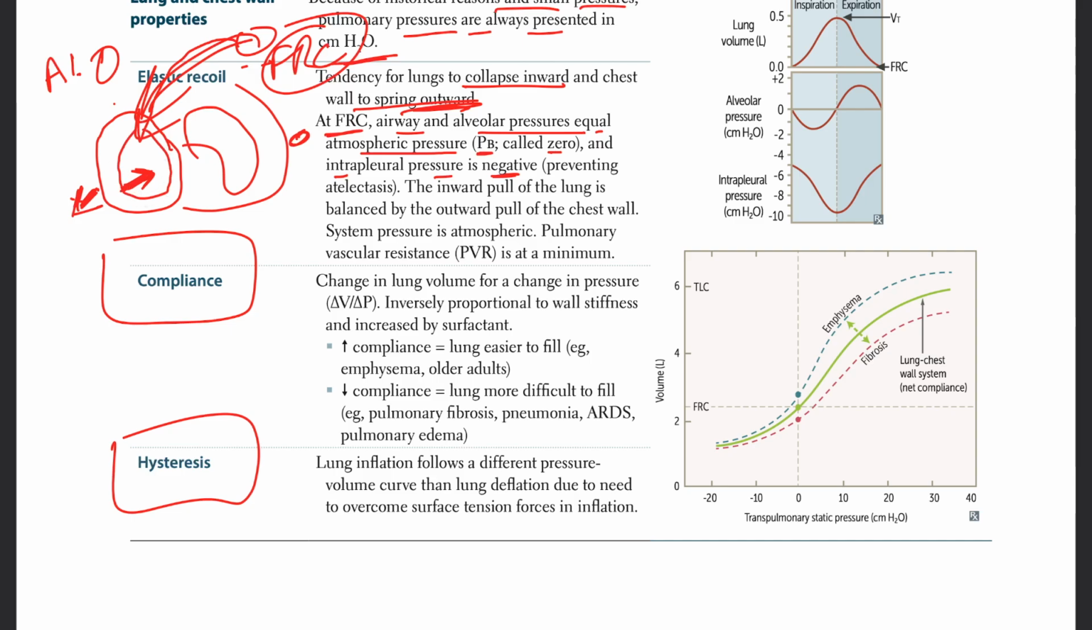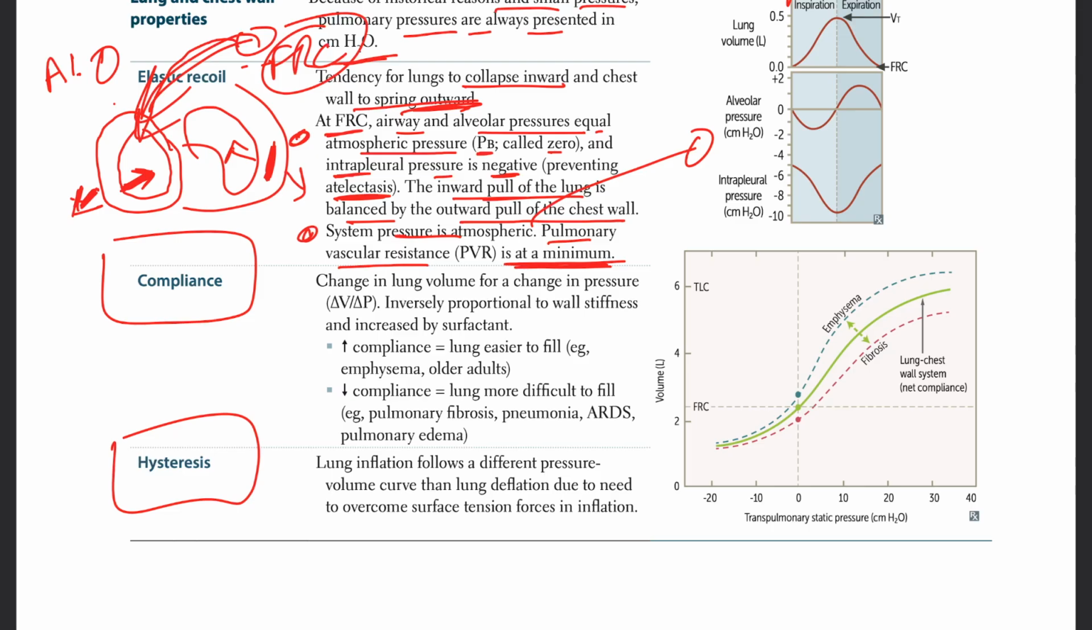Now let's talk about what intrapleural pressure is. It says right here, intrapleural pressure is negative, preventing atelectasis. The inward pull of the lung is balanced by the outward pull of the chest wall. Systemic pressure is atmospheric, again meaning 0. Pulmonary vascular resistance is at minimum. Now look at the graph on the right. The important point is this is your rest, or call it FRC.